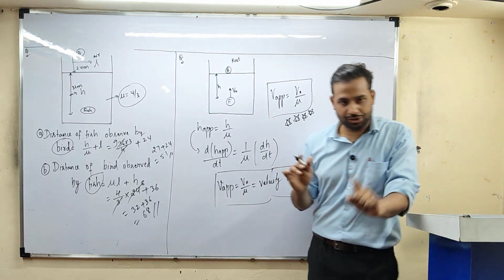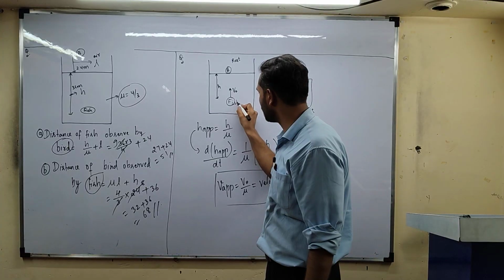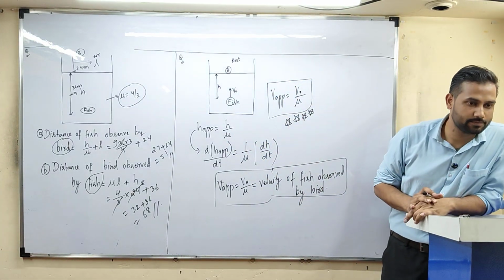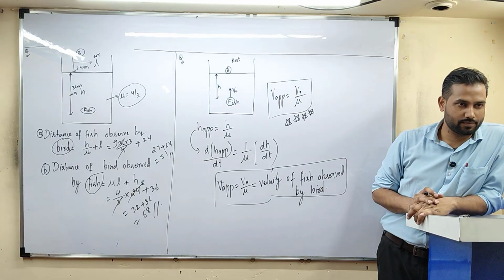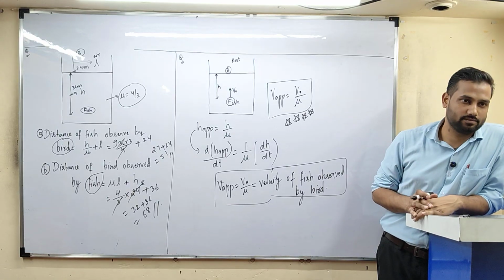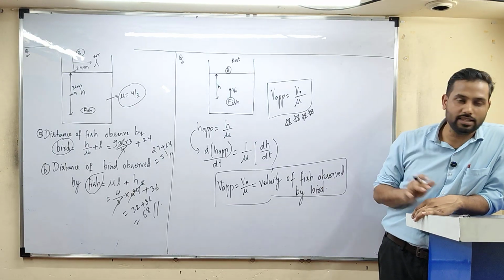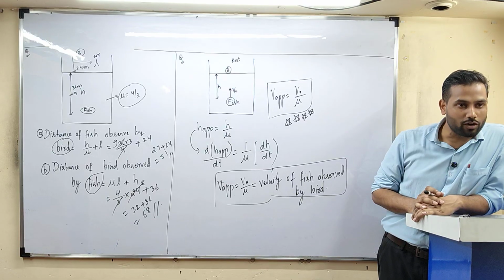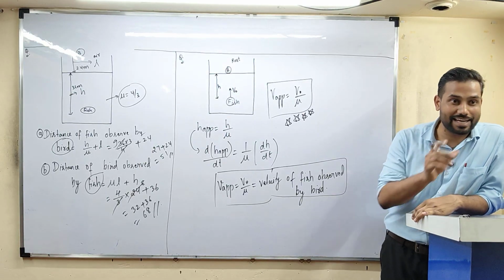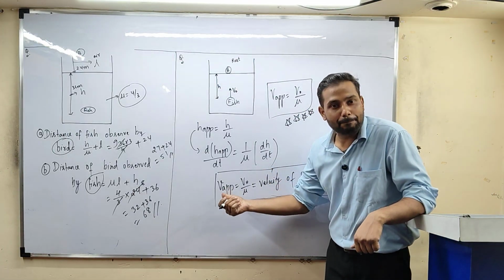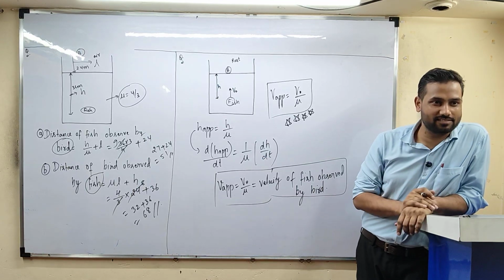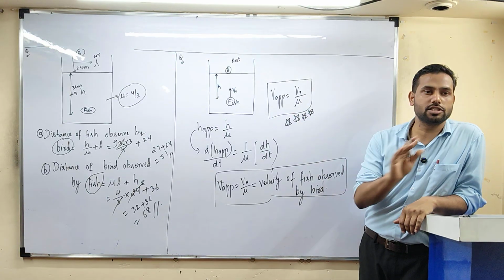Velocity of fish. Here in this case, the velocity of fish which is being observed by the bird. That means what velocity is being observed by the bird, at what speed that particular fish is being observed. That means apparent velocity. It's not the real one. Apparent. Simple formula: V naught by mu.